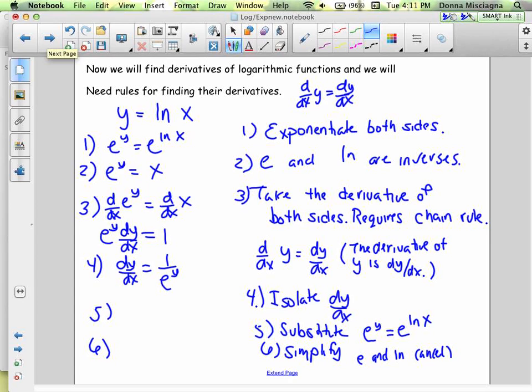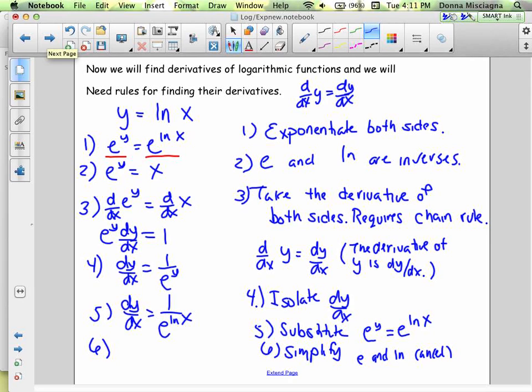However, earlier on, we said that e to the y was e to the natural log of x. Remember, it's right up here in step 1. Look at that when we exponentiated. So if I see e to the y, I can make that e to the natural log of x. All right, so I've got dy/dx equals 1 over e to the natural log of x.